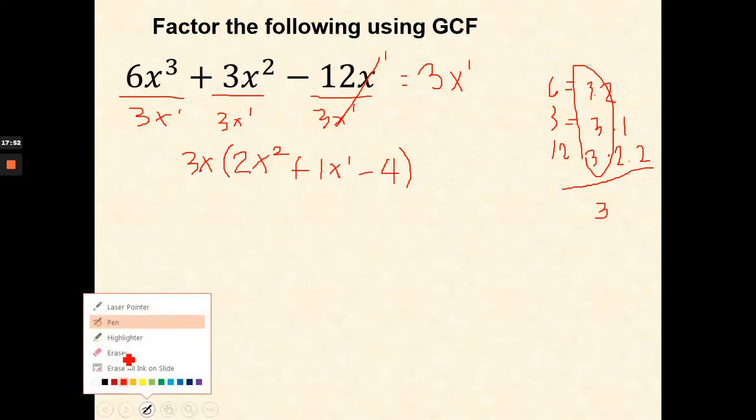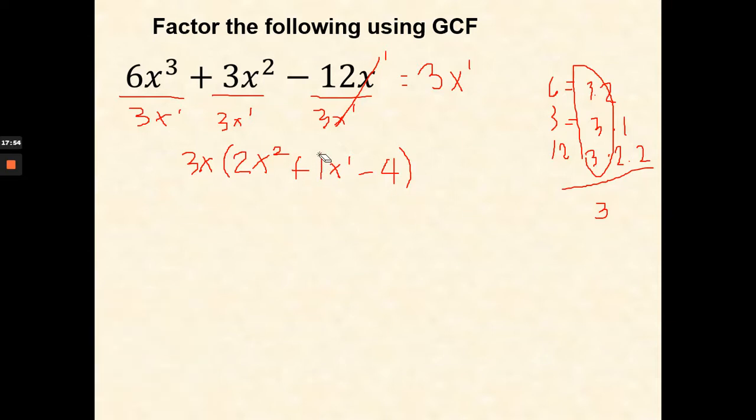Now, can we just erase this one? Yes. Can we just erase this one? Yes, also. Therefore, that is now the factors of the given polynomial. 3x multiplied by the quantity 2x squared plus x minus 4. It is called the factor because if you're going to multiply 3x by this polynomial, you will come up with this polynomial. Okay?